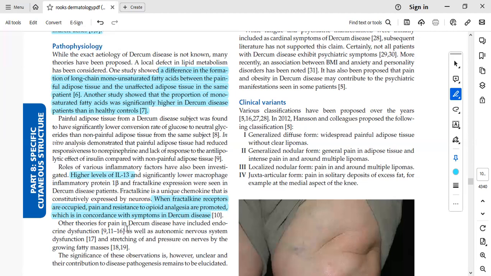Dercum disease. Other theories for pain in Dercum disease have included endocrine dysfunction as well as autonomic nervous dysfunction and stretching of and pressure on nerves by the growing fatty masses. So these are the cause of pain in Dercum disease, which we have to remember: endocrine dysfunction, autonomic nervous system dysfunction, and stretching and pressure of nerves by the growing fatty masses.